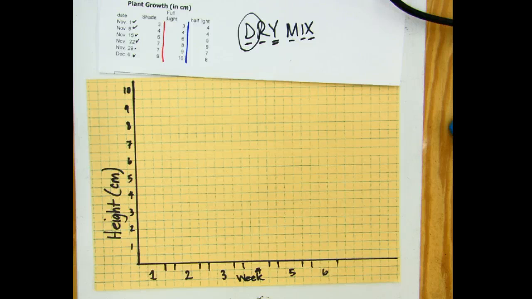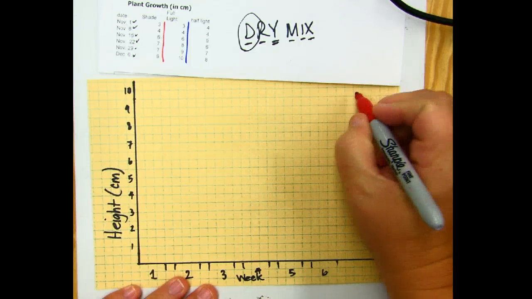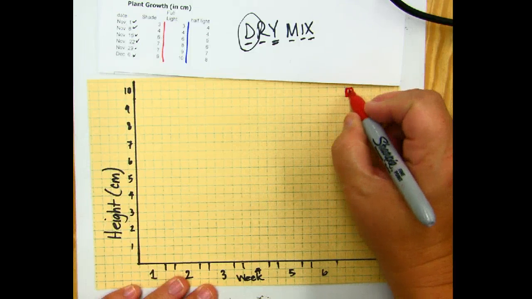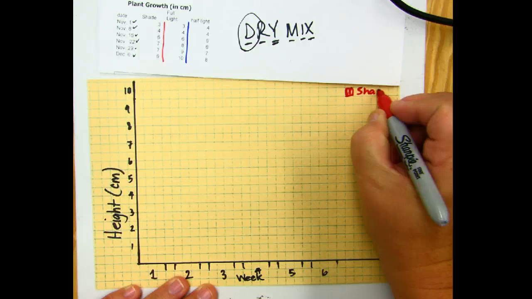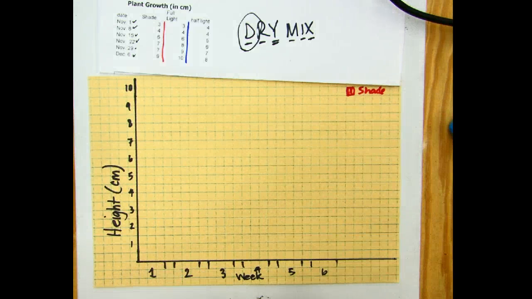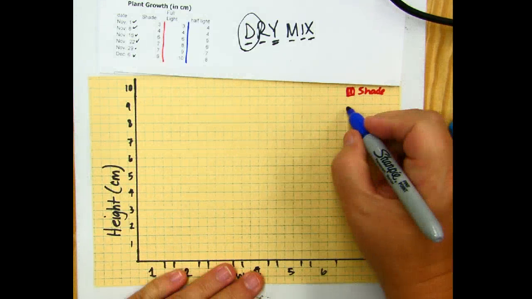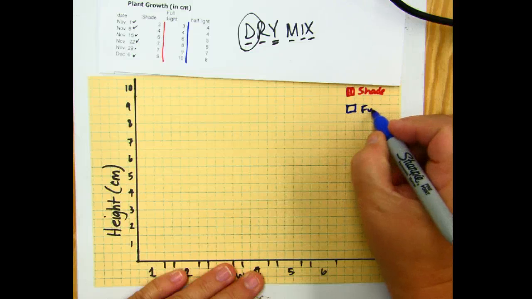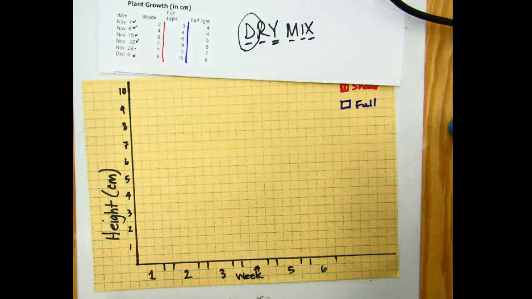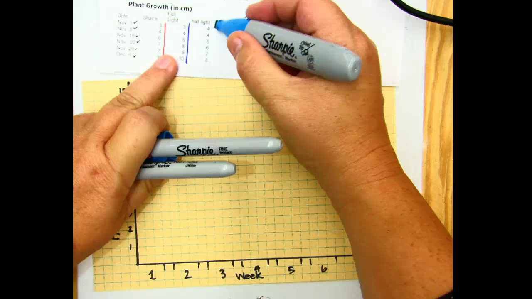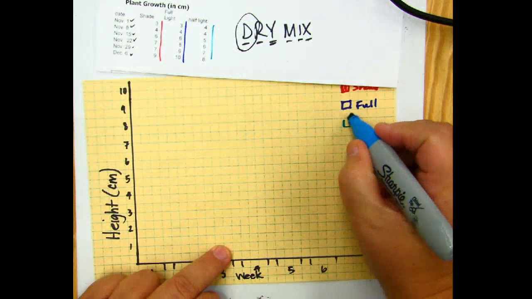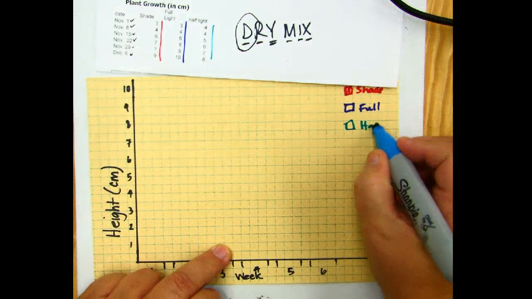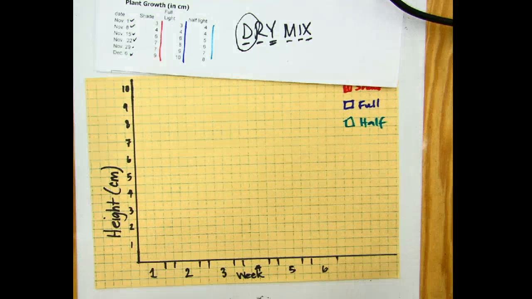Okay. So the shade one is red, so I'll just put a little legend up here. That's shade. And then the dark blue is full light, and the light blue is half light. Okay, and then you just go on and put your data in.